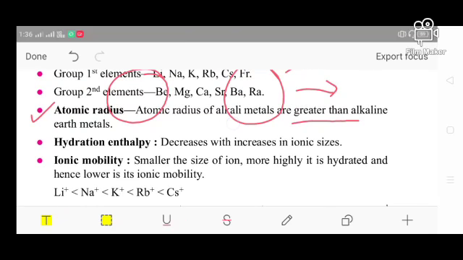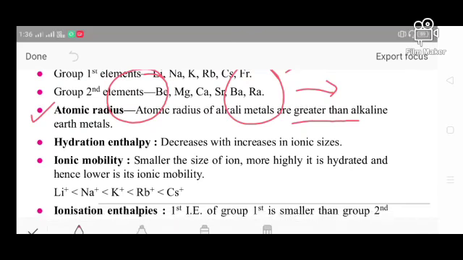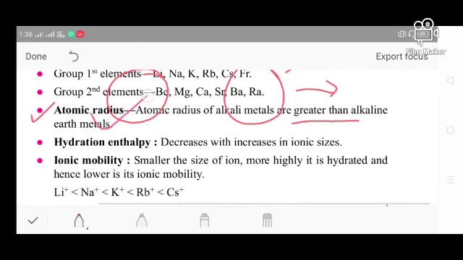So generally we have to remember that the alkali metals are present at the left hand side and the alkaline earth metals are present at the right hand side. So when we go from left to right, the atomic size decreases. So the atomic radius of alkali metals is greater than that of the alkaline earth metals. Okay, got it?